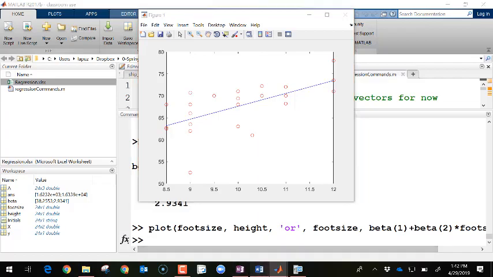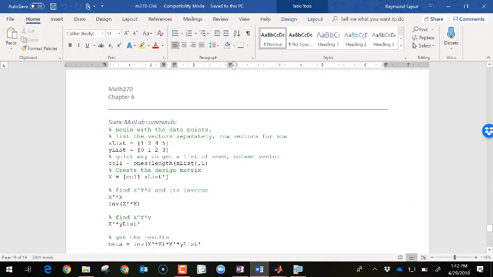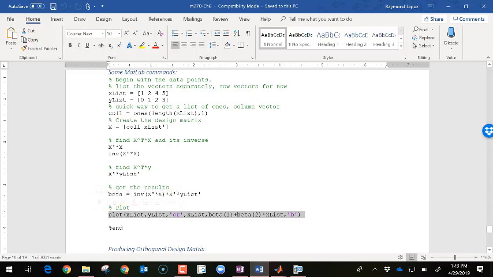So I have a set of commands that you can try out. You can put in some values for your X list and your Y list, and then you can make up a column list and then create your X matrix and stuff. So I'll put this in the notes for you guys, and then the plot command over here would plot your data points in red, and then would plot your line in blue, as long as you call it whatever you call it.